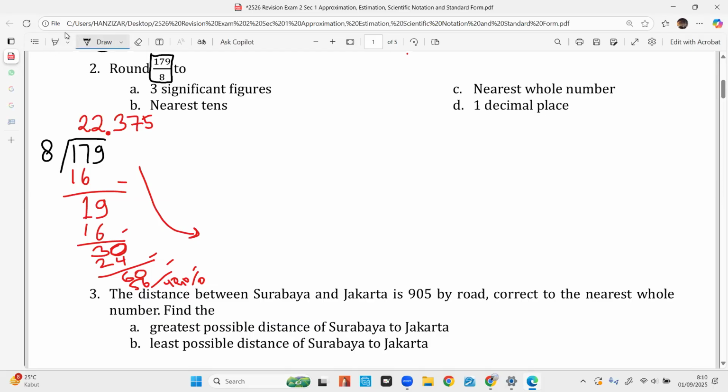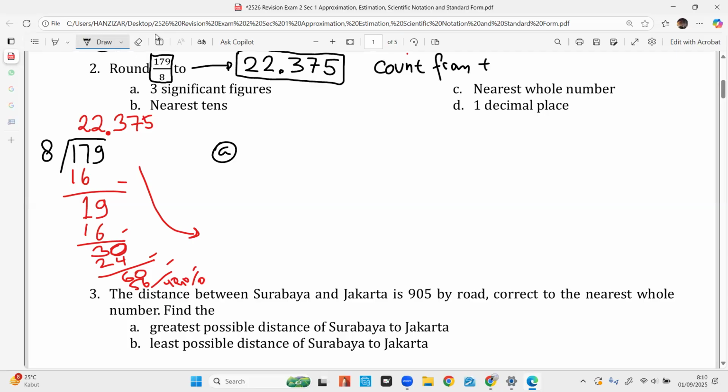So after you convert this, write down 22.375. Then after you convert this, you can go for questions A, B, C, D. As simple as that. So for question A, nearest 3 significant figures. So you count the significant figures, start from the left. Count from the left side.